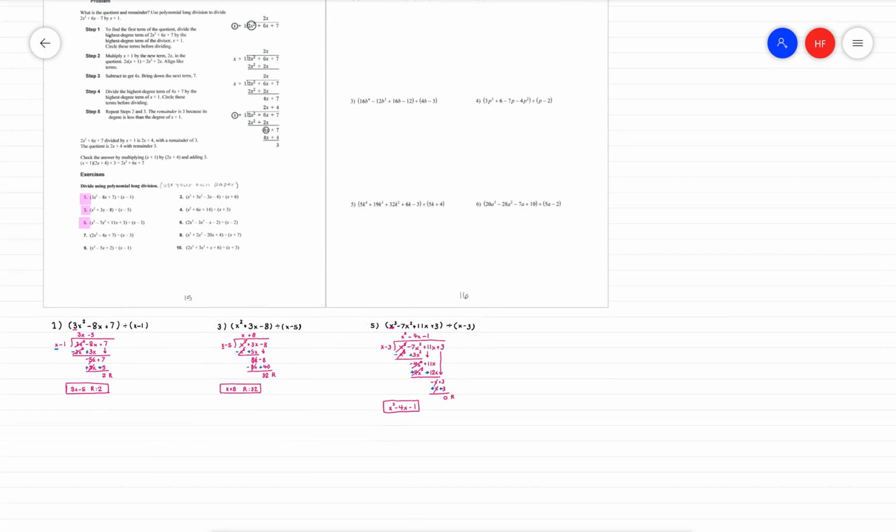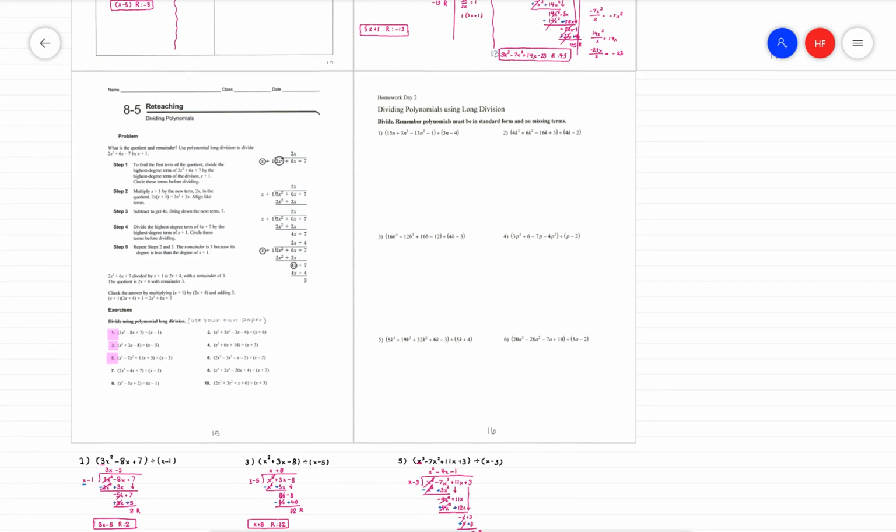So that is 1, 3, and 5 on page 15. And then y'all are responsible for 1 through 6 on page 16. Make sure that you turn that in on Canvas. And then we'll see y'all tomorrow for synthetic division.